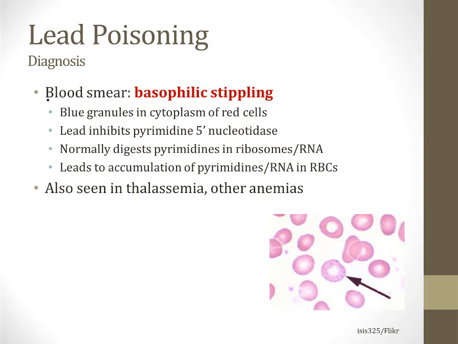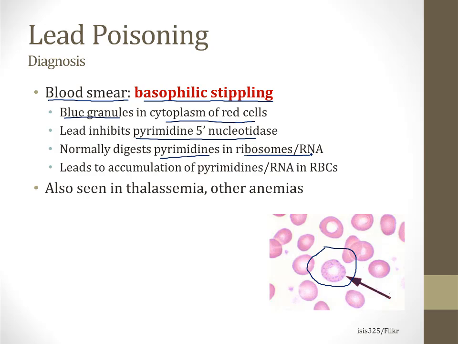There is a characteristic finding on the peripheral blood smear among patients with lead poisoning that is called basophilic stippling. Basophilic stippling is the presence of blue granules in the cytoplasm of some red blood cells. This is an example of basophilic stippling in this peripheral blood smear at the bottom right side of the screen. The reason for this finding has nothing to do with the inhibition of heme synthesis by lead. It has to do with the inhibition of another enzyme by lead called pyrimidine 5' nucleotidase. This enzyme normally digests pyrimidines in ribosomes and RNA inside of red cells, so when this enzyme is inhibited, there will be an accumulation of pyrimidines and RNA inside of red blood cells, and that leads to the presence of basophilic stippling. You can also see this in other disorders like thalassemias and some other anemias as well.